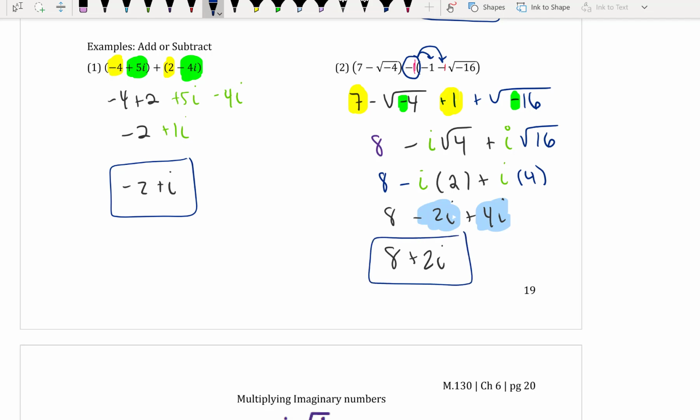So that is how we add and subtract our imaginary numbers. You just look at the coefficient, and you want to make sure that anything underneath the radical, so the radicand, that has a negative, take out that negative so you know you can have a positive inside.